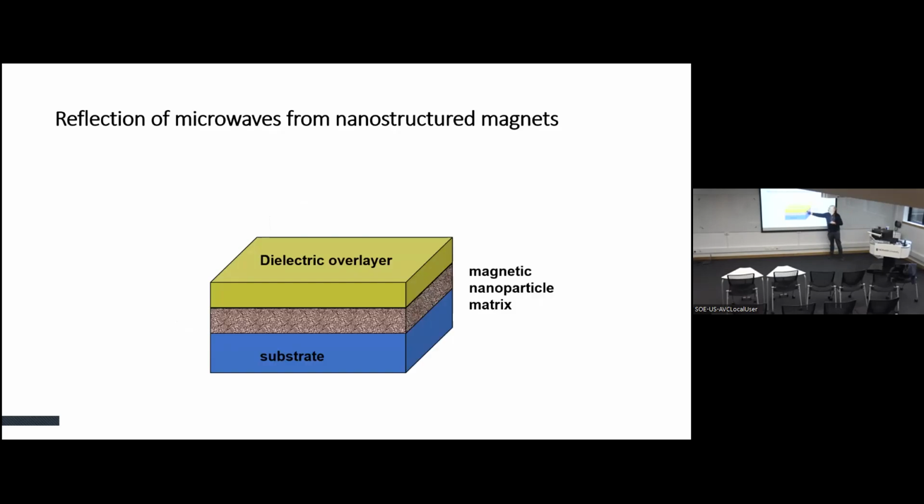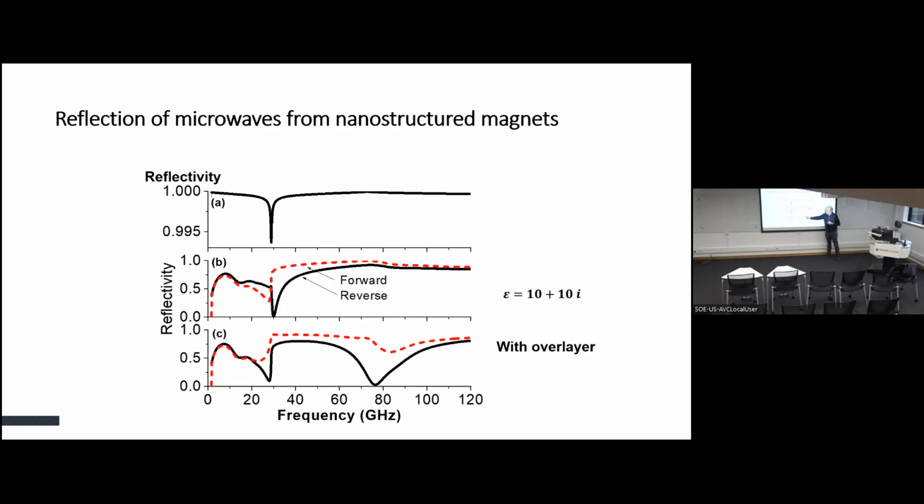I'll put a dielectric overlayer on top. And now you can see over here at 80 gigahertz, which is pretty good, on the forward it's about 70, 80% reflected. And in the reverse, almost nothing is reflected. So I now have something that I've made, a non-natural material, but it's used all the ideas that we've seen before that will give me, again, a chance to massage these waves about how they behave in interacting with materials.